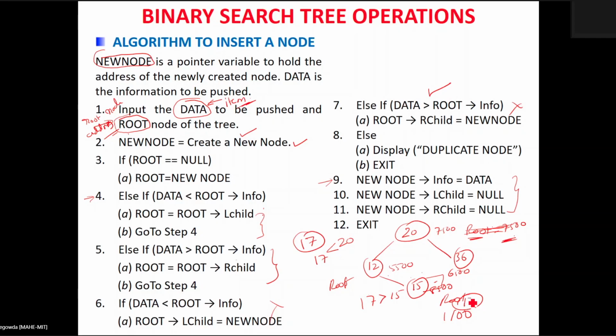You are going to put the value 17, and you are going to make the left and right link fields null, and you are going to terminate the process. This is how you are going to insert a node into the binary search tree.